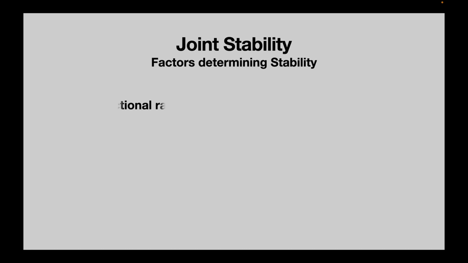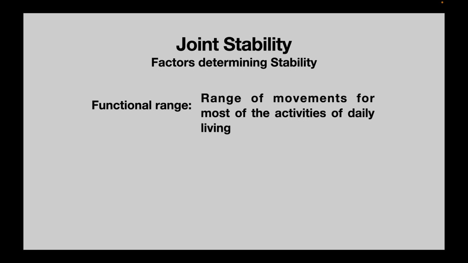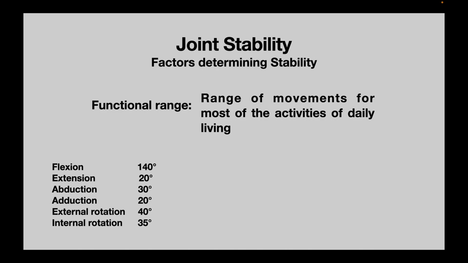Next, the functional range. It is the range of movements in most of the activities of daily living. Flexion of about 140 degrees, extension of 20 degrees, abduction and adduction of about 20 to 30 degrees, external rotation and internal rotation in the range of about 30 to 40 degrees.